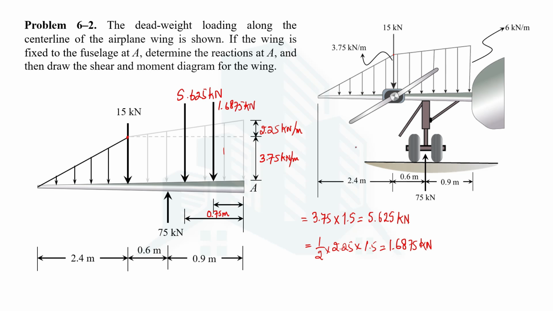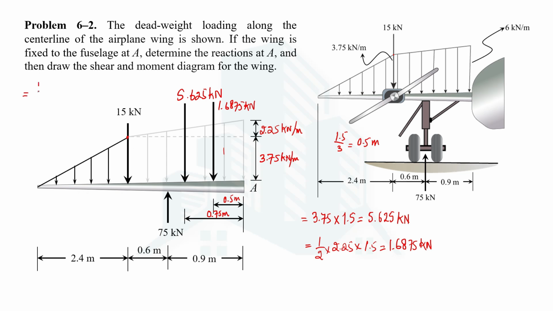This distance will be like total distance is 1.5 meter. So by 3, which will be 0.5 meter. So this is 0.5 meter distance. Now in a similar way, this triangular force should be converted into the point load.